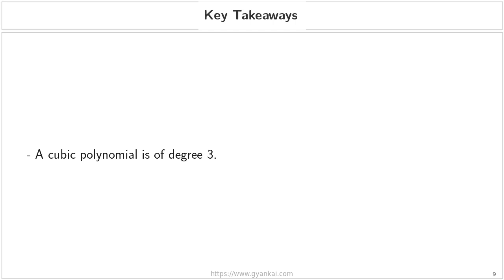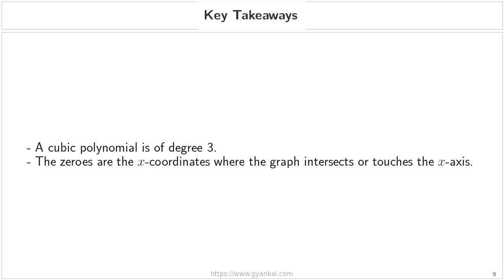First, remember that the defining characteristic of a cubic polynomial is that it is of degree 3. Second, we must keep our focus on the geometry of the graph. As we discussed when looking at our various examples, the zeros are simply the x-coordinates of the points where the graph either intersects or touches the x-axis.